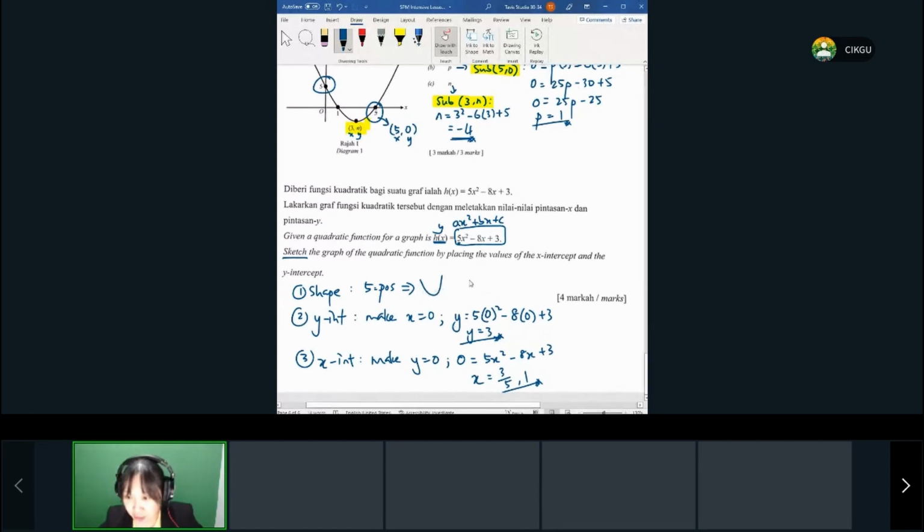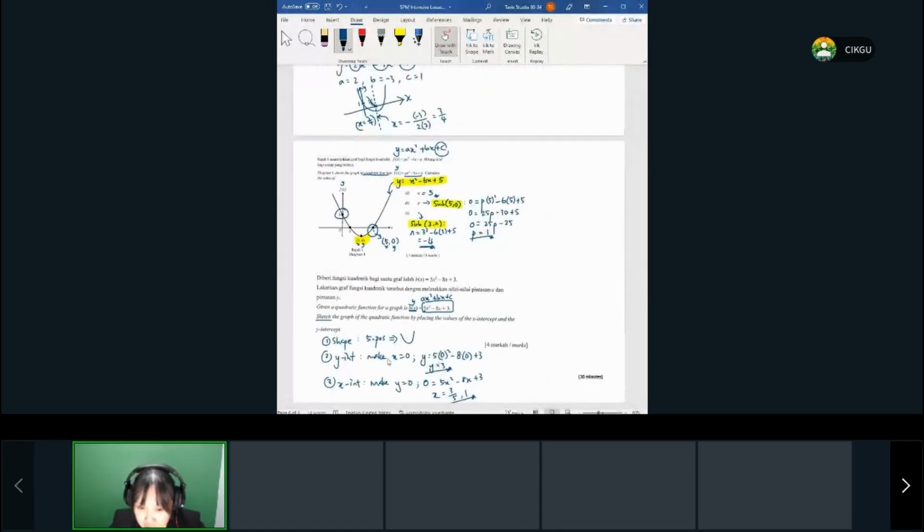Now we can draw the graph already with this info. First thing first, shape. Shape, smiley face. Next, y-intercept. So you need to draw the y-axis, but I don't know where to draw the y-axis first. So let's skip this one. I think drawing the x-intercept first is easier, because we know that you have 2 x-intercepts. So that means your x-axis must cross 2 points. Please don't draw the x-axis here. If you draw the x-axis here, it doesn't cross any point. So cross 2 points.